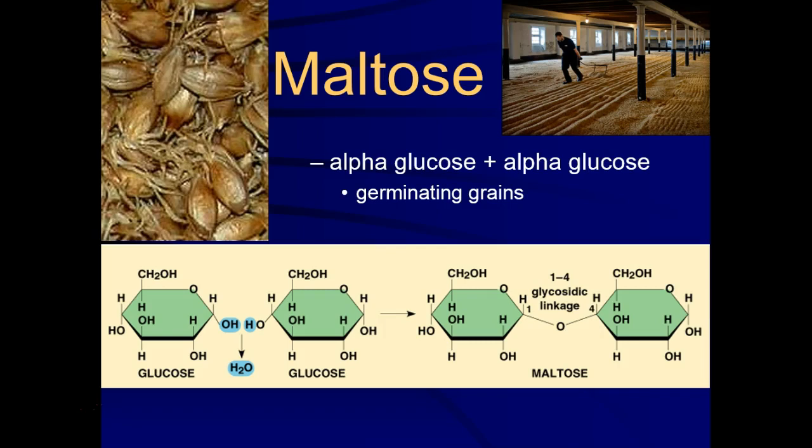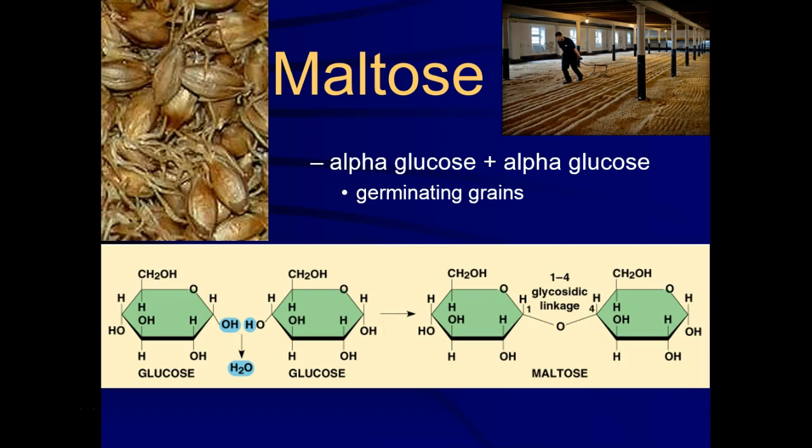Now we add one more thing to this. What type of glucose is this? This is alpha glucose. So that chemical bond's full name is alpha, because of the alpha glucose: alpha 1-to-4 glycosidic linkage. That's how we would describe this one. Alpha 1-to-4 glycosidic linkage.